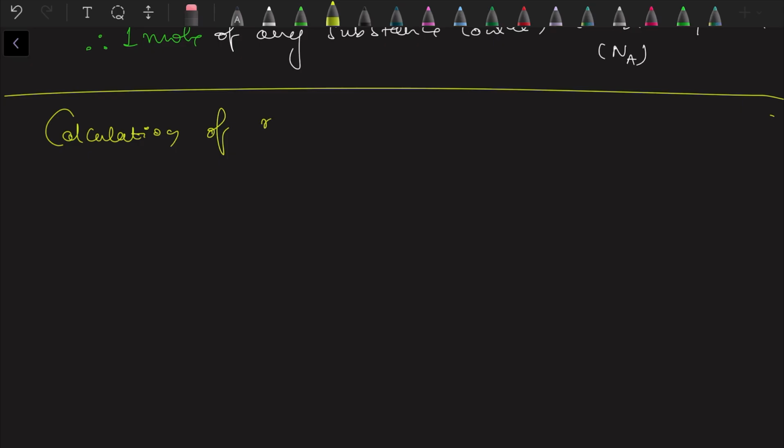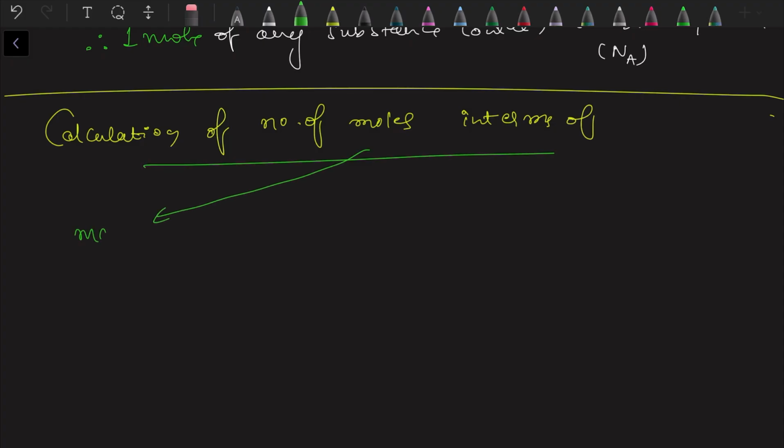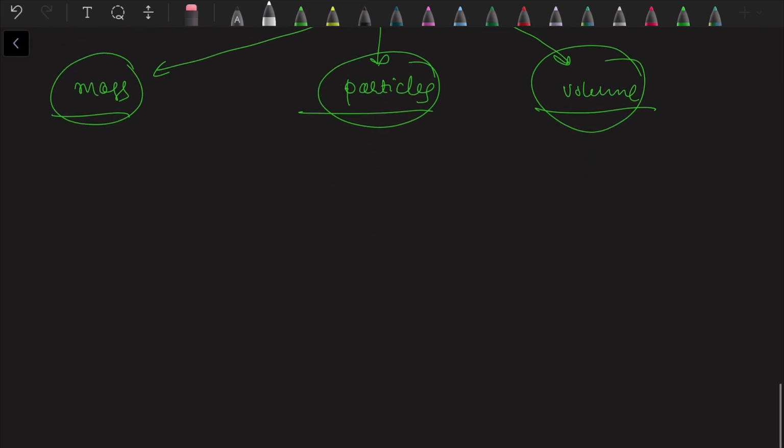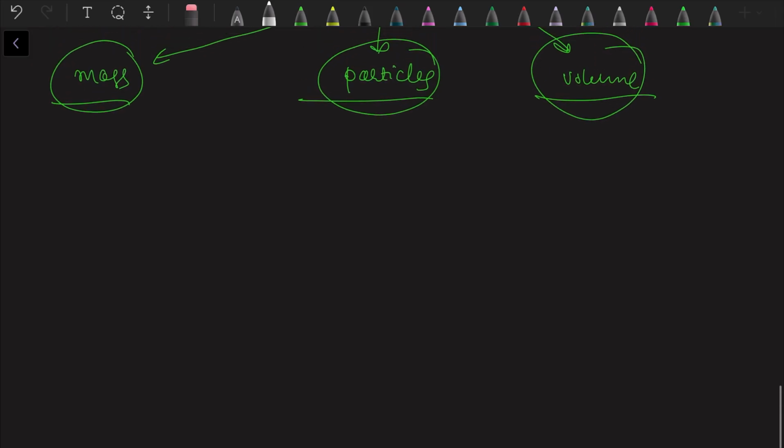Calculation of number of moles. In terms of what, sir? Here, with respect to mass we will understand, with respect to particles we will understand, and with respect to volume we will find the number of moles. Most important, we will discuss one by one. Sir, in terms of mass, how can we find the number of moles? First you need to understand the formulas, then we will discuss questions one by one.